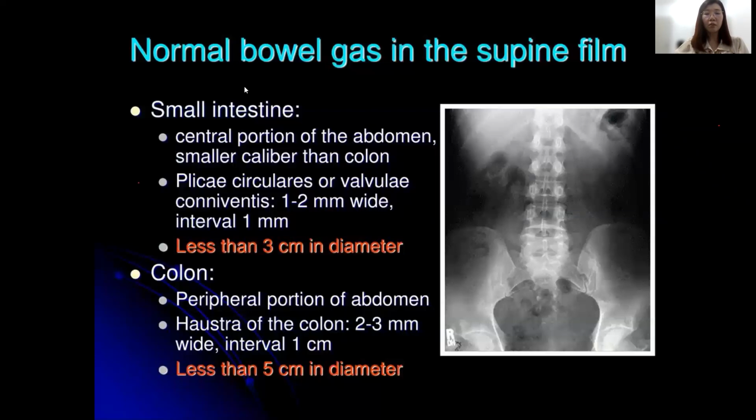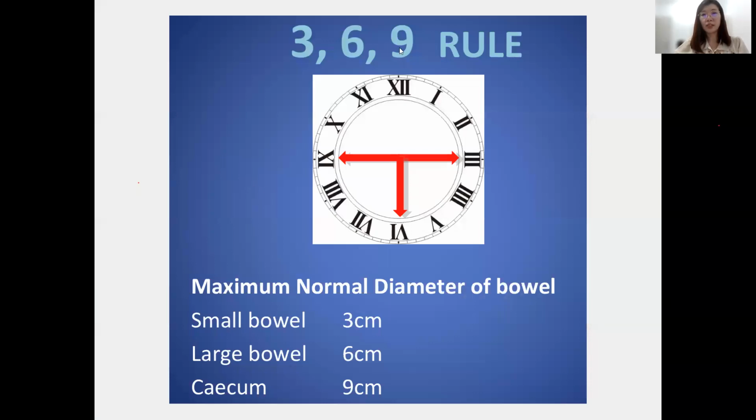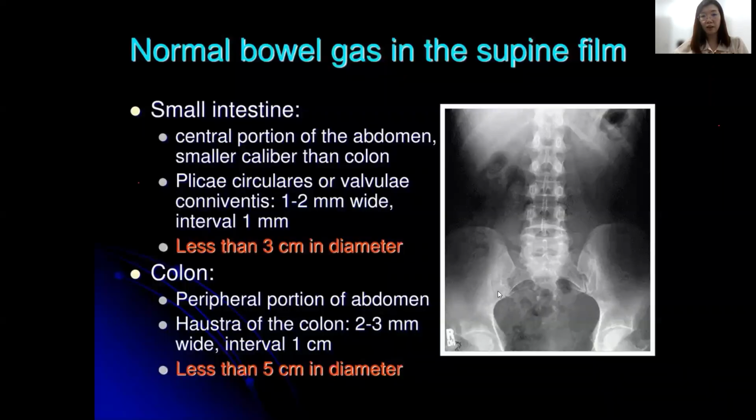Okay, so normal bowel shadow: small intestine in the central portion of the abdomen, and presence of valvulae conniventes 1 to 2 cm wide. Sometimes can see, sometimes cannot see. Always less than 3 cm. Then the colon at the periphery of the film is always less than 5 cm in diameter. If there's dilatation, you will know. All right. So the 3-6-9 rule means the maximum normal diameter of bowel on X-ray: 3 cm for small bowel, large bowel is 6 cm, cecum can go up to 9 cm. So the cecum will always be located at the right iliac fossa region.